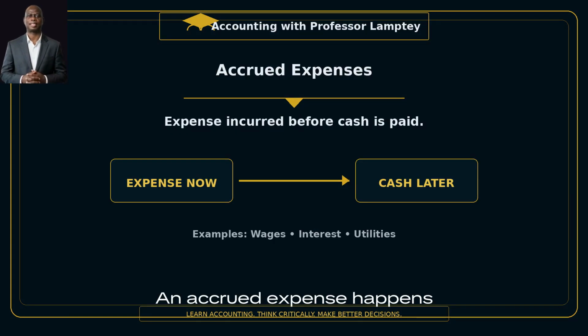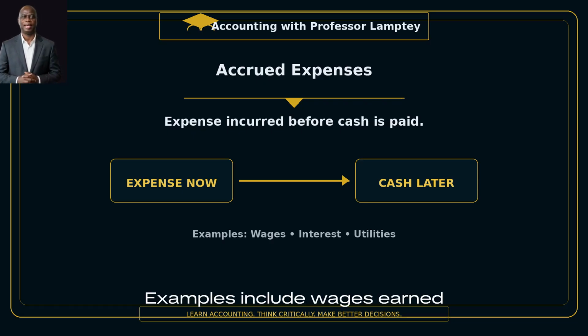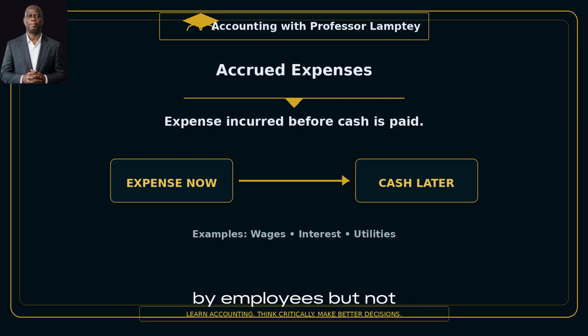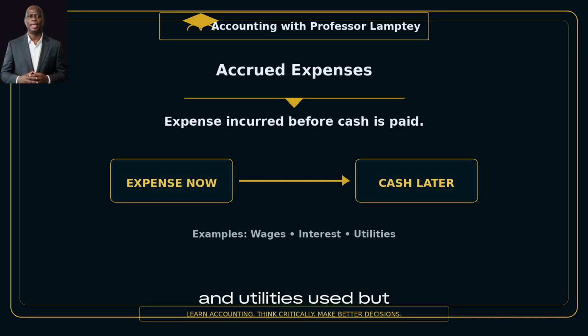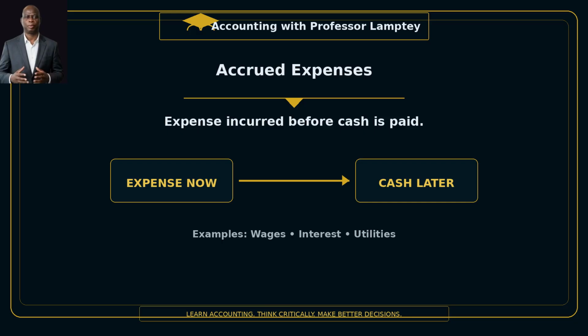An accrued expense happens when a business has incurred an expense but has not yet paid cash or recorded the expense. Examples include wages earned by employees but not yet paid, interest incurred but not yet paid, and utilities used but not yet billed. The key point is simple. The expense happened before the cash was paid.